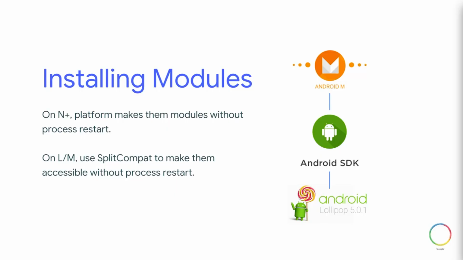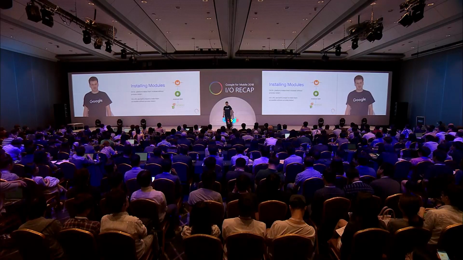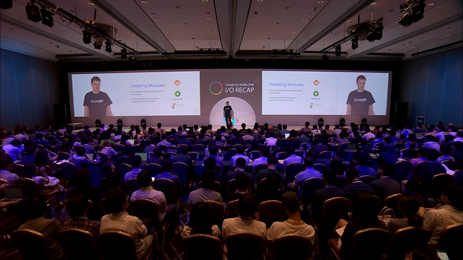When installing an on-demand module on N+ devices, the app does not need to be restarted. Code is available immediately, and new resources and assets are available once you refresh the context object. However, on Android L and M, installing splits requires the app to fully restart. To avoid this, we include a library called SplitCompat, which emulates the installation of a split on L and M until the app goes into the background and we can properly install it. If you are familiar with the multi-dex support library, you will set up SplitCompat in a very, very similar way.